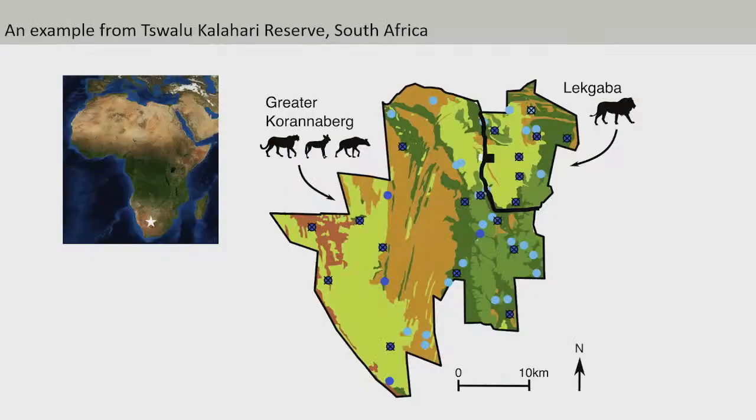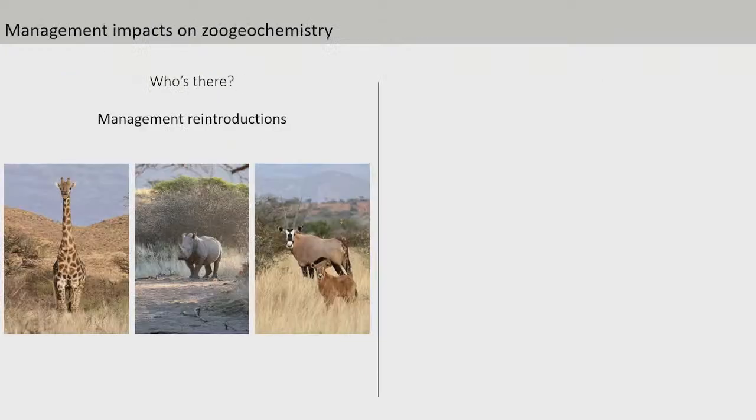To demonstrate some of these, I'm just going to quickly run through a few examples from a place I've been working for a long time, which is Tswalu Kalahari Reserve. You'll notice that the reserve is split into two sections. One section principally has cheetah, wild dog, and a few spotted hyena, and the other section is dominated by lions, which I'll come on to as to why that's important. Tswalu is just one example, and just to really show that we make a lot of management decisions, but we don't necessarily know the cascading effects that may come from this.